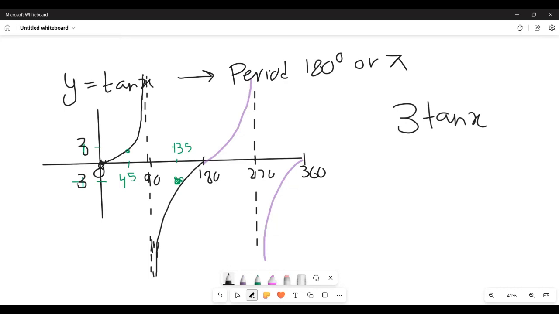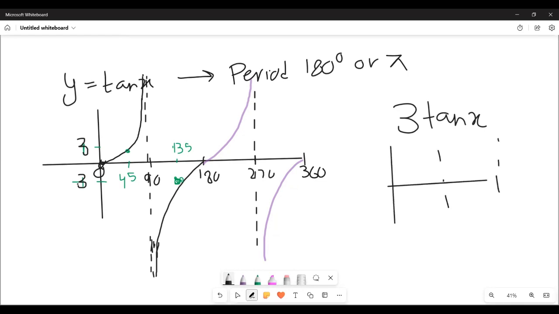Since it's an infinite graph, the scale depends on what scale you use. So if you're asked to draw 3 tan x, it also looks pretty much the same. It's the same kind of graph. However, now here in between, you'll have 3, and here you'll have -3. So that's the significance of knowing that tan 45 is 3.